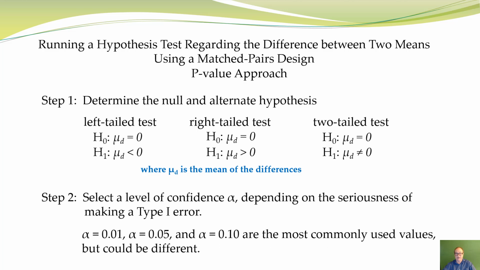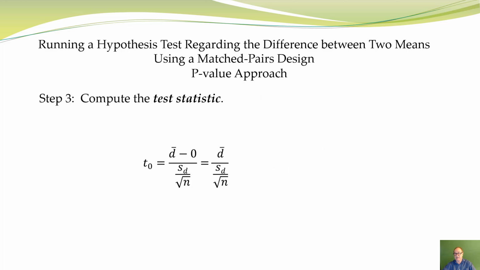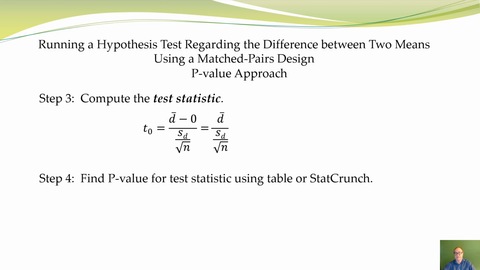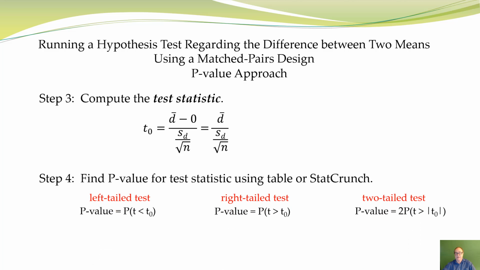Okay, choose alpha again, compute the test statistic, same as what we did for the classical approach. Find a p-value using the table or StatCrunch. If we use StatCrunch to run a hypothesis test, it gives you the p-value. And same as before, for a left-tailed test, right-tailed test, or two-tailed test, find the p-value.